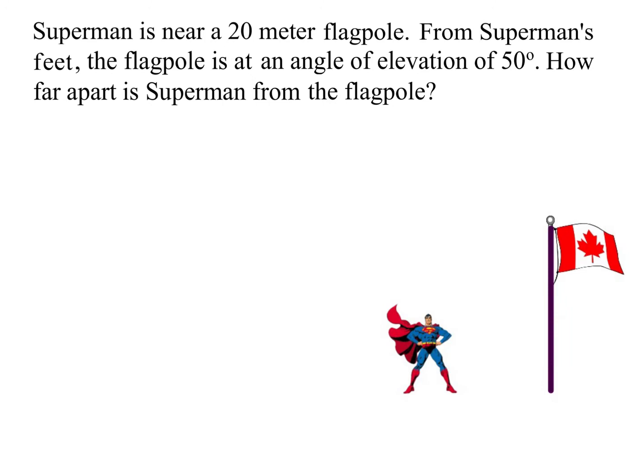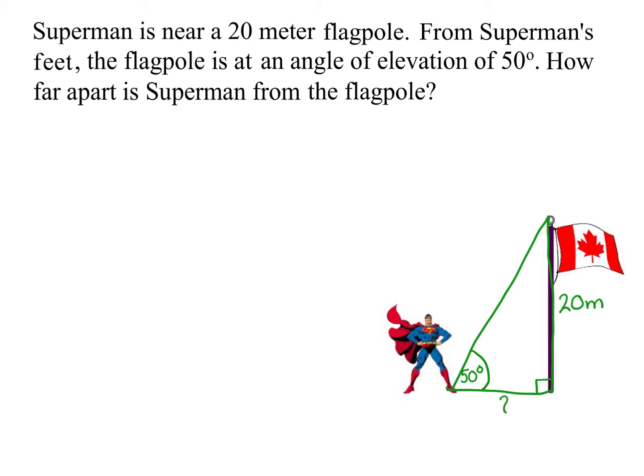Superman is near a 20-meter flagpole. From Superman's feet, the flagpole is at an angle of elevation of 50 degrees. How far apart is Superman from the flagpole? So let's first try to make our triangle right here. Now we know the flagpole is about 20 meters, so we'll say 20 meters is on this side of the triangle. And then we also know that the angle from the bottom going up is the angle of elevation, which is 50 degrees.